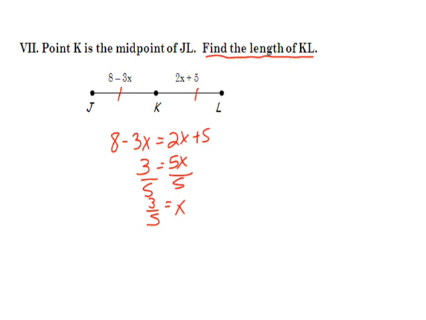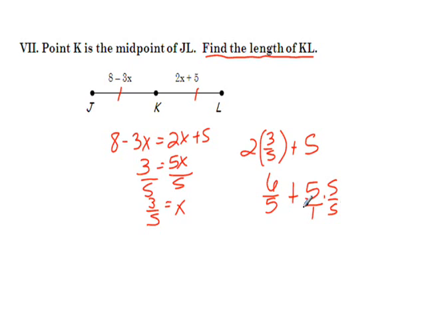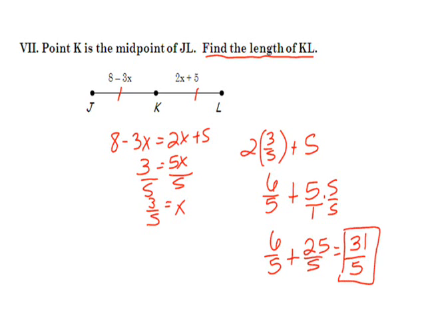But we all know that that's not the answer because the problem asks us to find the length of KL, which means I need to plug this back in. So 2 times 3/5 plus 5, so I get 6/5 plus 5. If I'm going to add these, they should have a common denominator. Yay, fractions, which means I'm going to need to make a denominator of 5. So I'm going to multiply by 5 over 5. That's 25/5. So I get 6/5 plus 25/5, and that equals 31/5. And we are going to leave our answer exactly like that. Absolutely, positively, no decimals, and no mixed numbers.